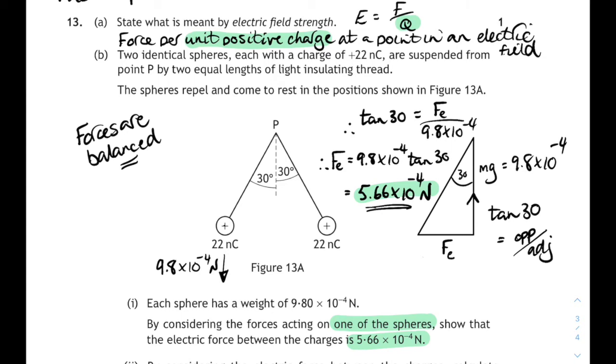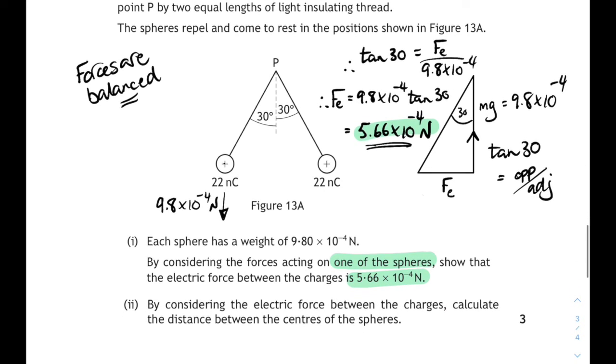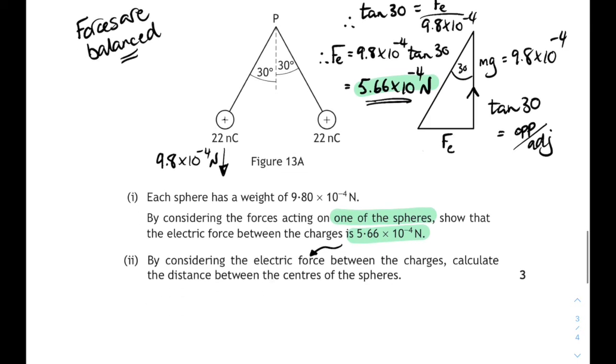Now, why do they give you show questions? It's so that you can use that number in the next part of the question. So we're then told, by considering that electric force, calculate the distance between the centres of the spheres. So we're back to our Coulomb's Law equation. We can use the shortcut F equals K Q1 Q2 over R squared, and it's R squared that we're looking for. Well, it's really R that we're looking for, the distance between the centre of the charges.